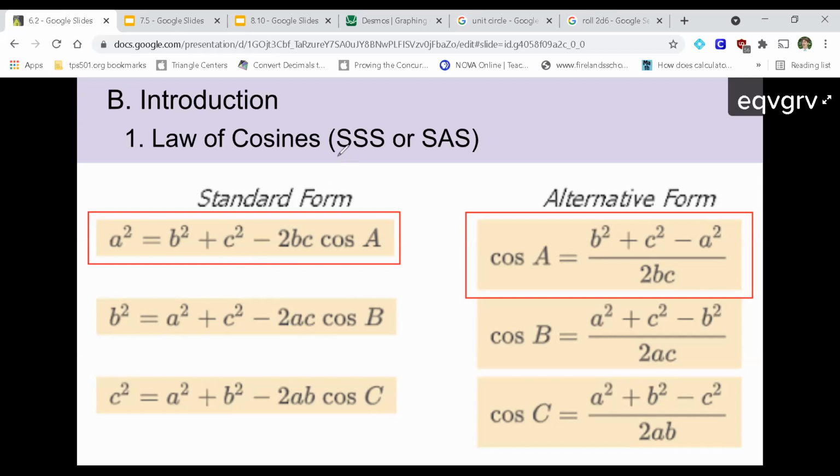And again, you will use this when you're given three sides or two sides with the angle in between. That's when you use the law of cosines.